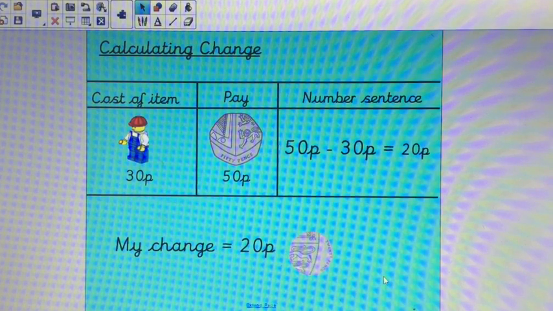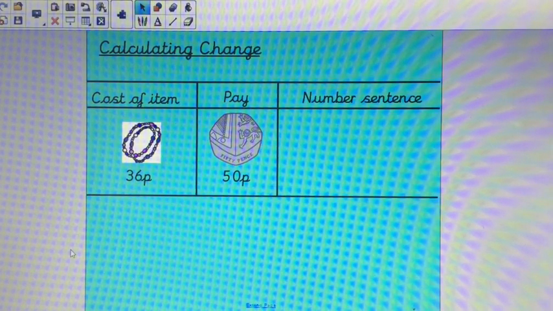Well done. Okay, this time I'm buying a little bracelet for the cost of 36p, and I'm paying 50p. What's my number sentence going to be?